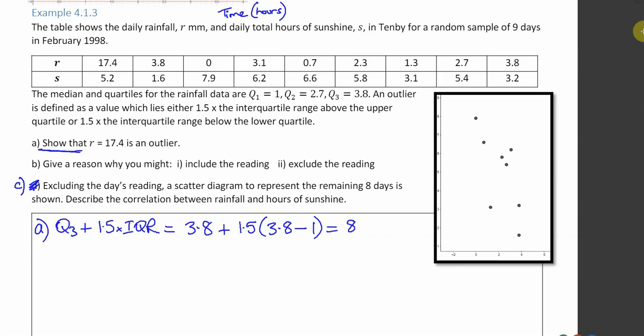So full evidence, so 17.4 is greater than 8, therefore 17.4 is an outlier. It really is unusually large. So here we had a value which is 1.5 interquartile ranges above the upper quartile. If that's true, then we call it an outlier, and we've shown, yep, that is true.